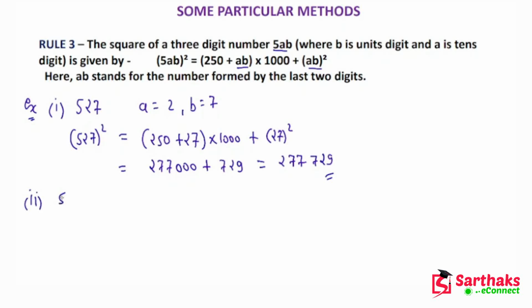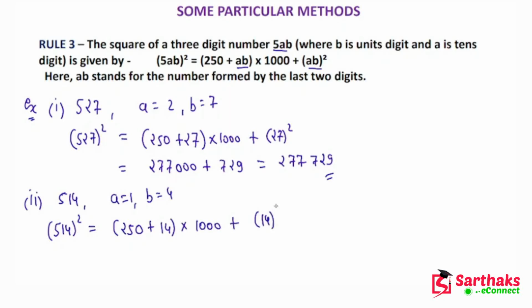Similarly, if you have 514, then here A is equal to 1 and B is equal to 4. Then you will have 514 square. So it would be 250 plus, now the 2-digit number is not 1 into 4, it would be 14. Okay, and it would be into 1000 plus now 14 square, right? So it will be 264. So it will be very easy, because 264 and you just have to add 3 zeros.